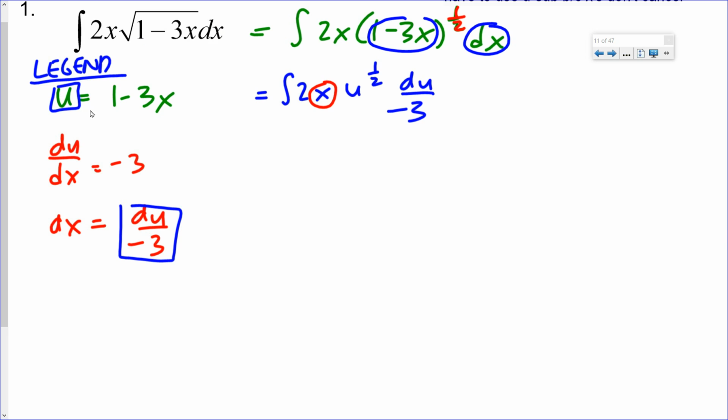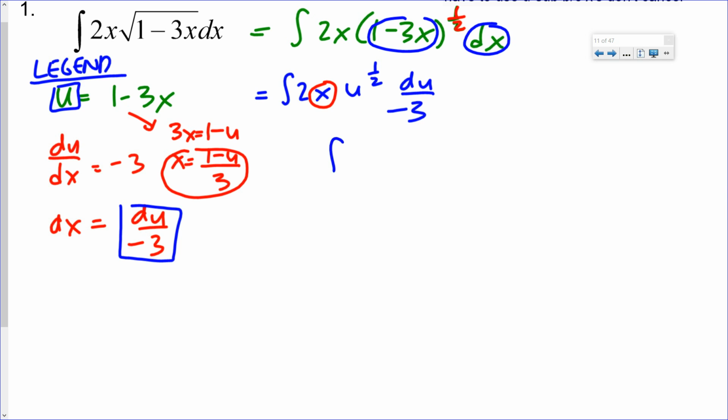So I come back over here, and do you guys see that 3x is actually equal to 1 minus u? Do you agree with that? Then what does that mean x is equal to? 1 minus u quantity over 3. Is everybody good with that? So I take this information I have about x, and I move it to this side.